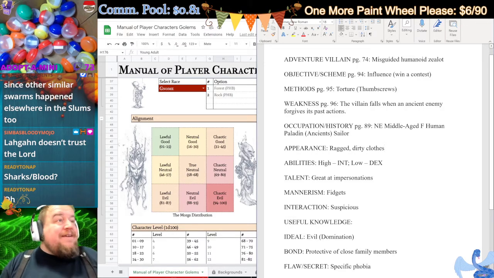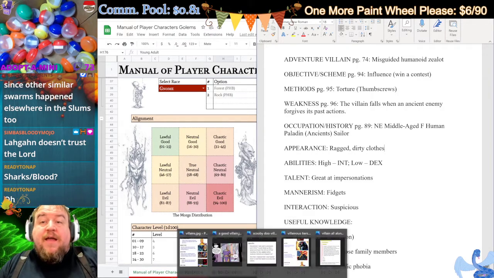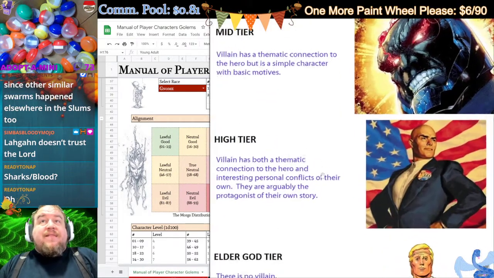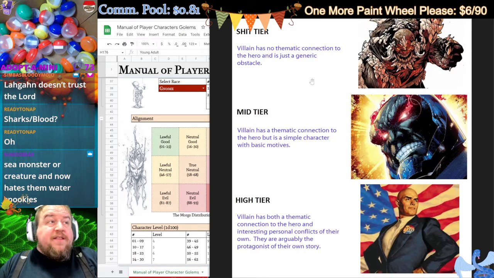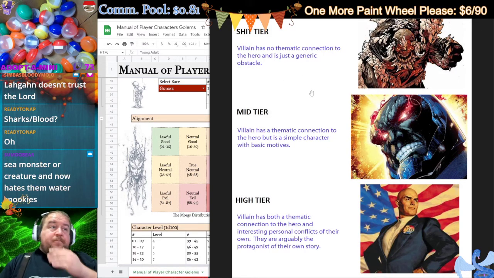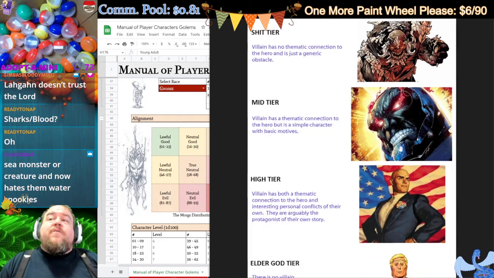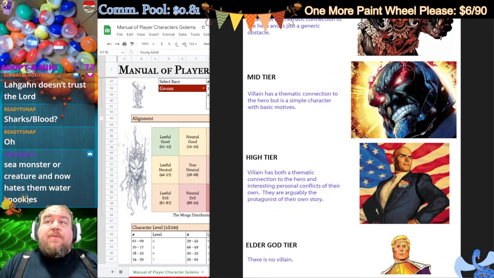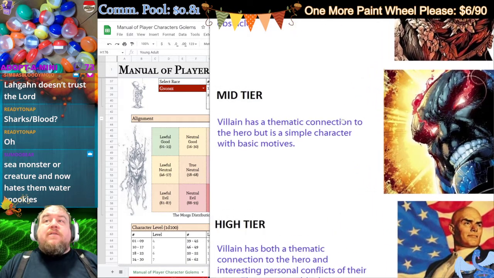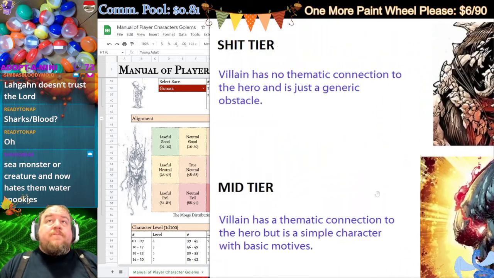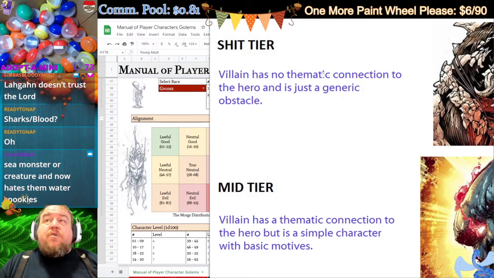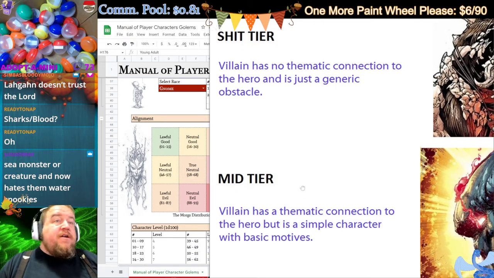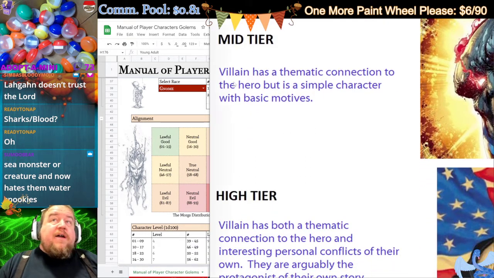I see. Now remember, everyone, as we're going through this, I would like us to have a not poo tier villain. Okay? Now, whether or not you agree with the people who are listed, I want to look at the words. I don't want our villain to be poo tier. Villain has no thematic connection to the hero and is just a generic obstacle. At worst, I want a mid-tier villain, but I think we can do better.